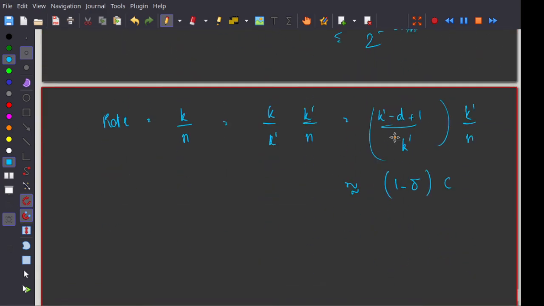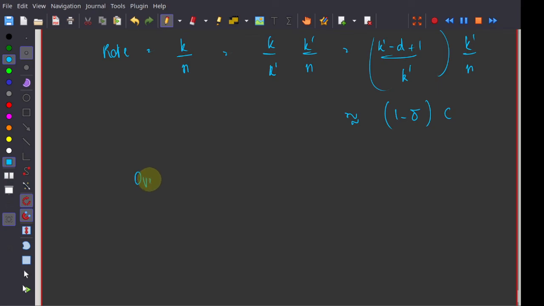Right? So this gives you overall the probability of error is exponential in n. The decoding complexity is polynomial. And what is the rate? The rate is close to capacity.